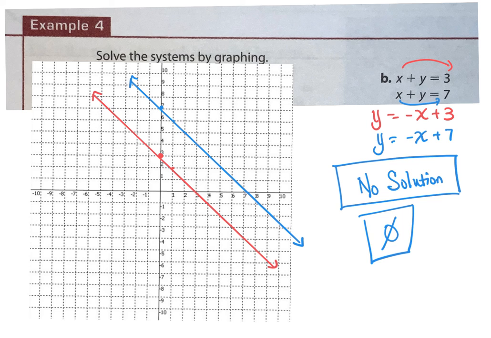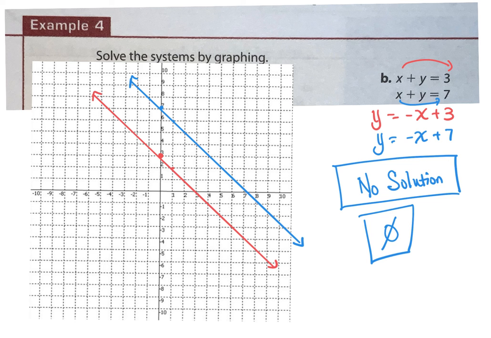All right? And so there are multiple types of answers you can get. The most common is going to be they intersect at one point. They can be parallel, no solution, or they can be the same line, which means it is an infinite number of solutions.